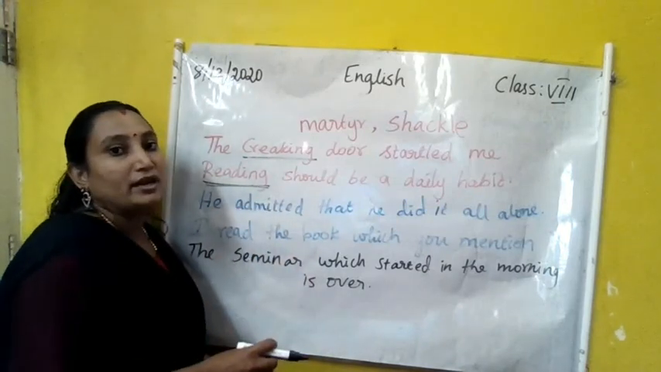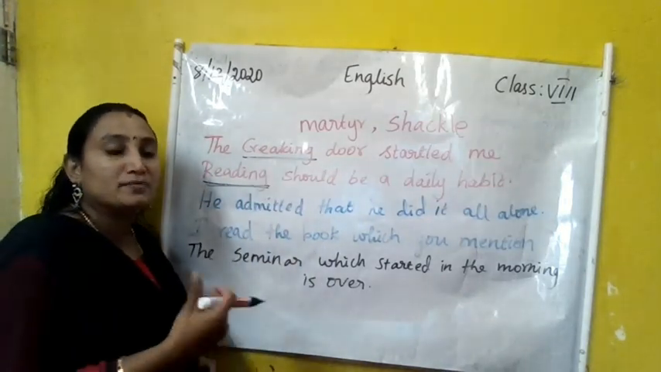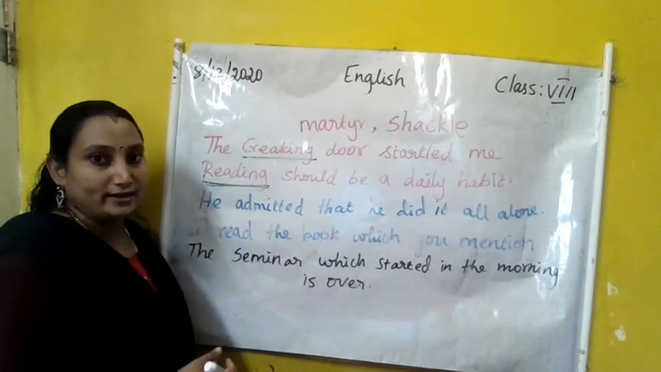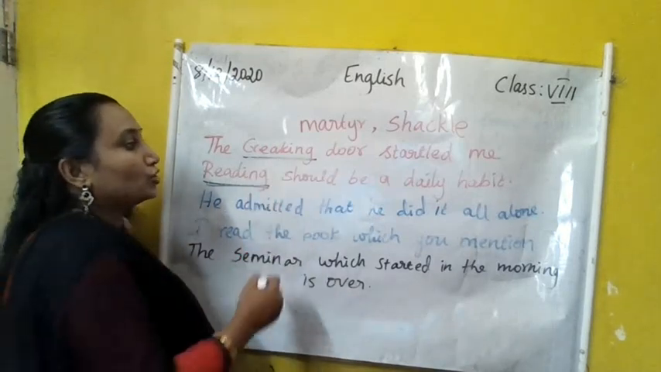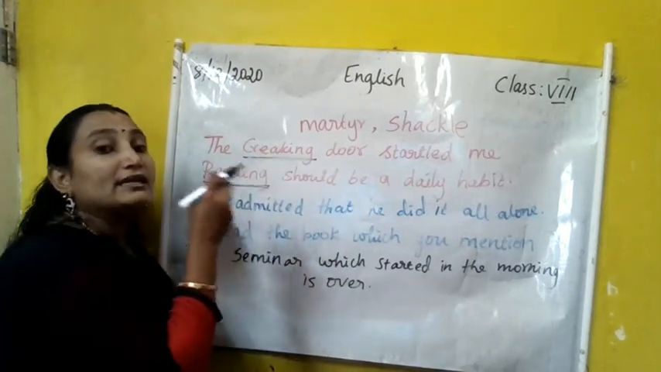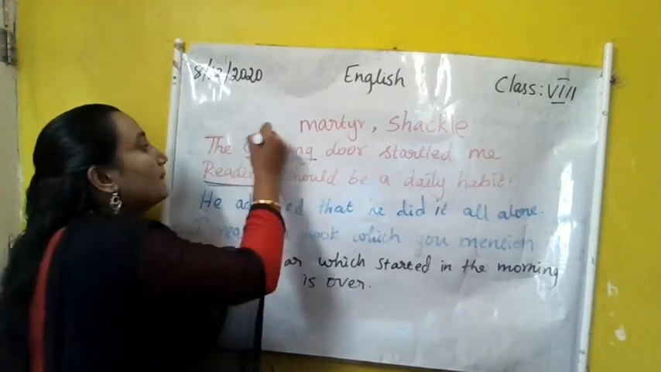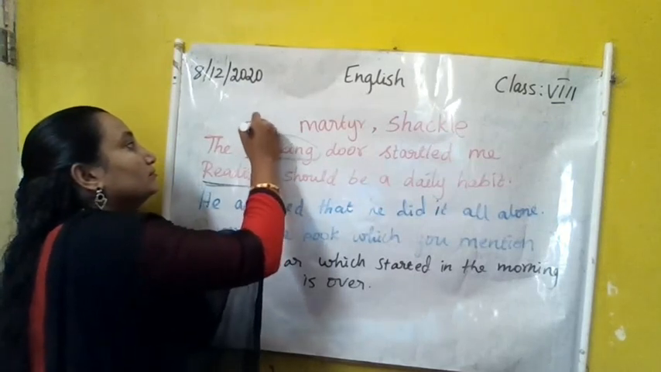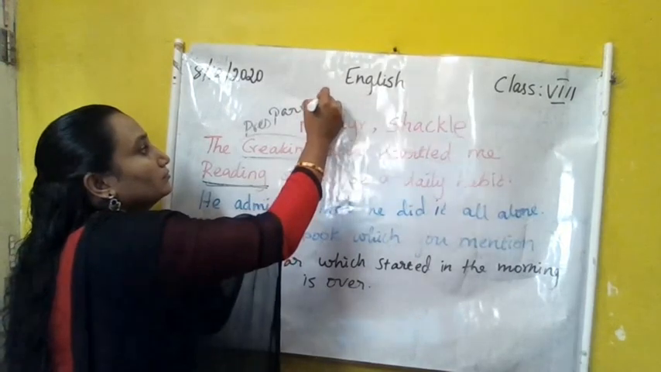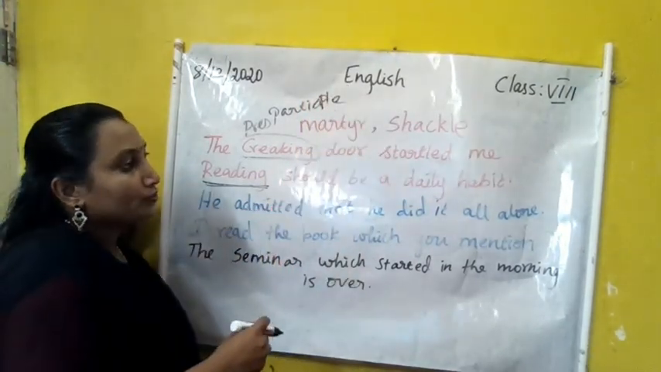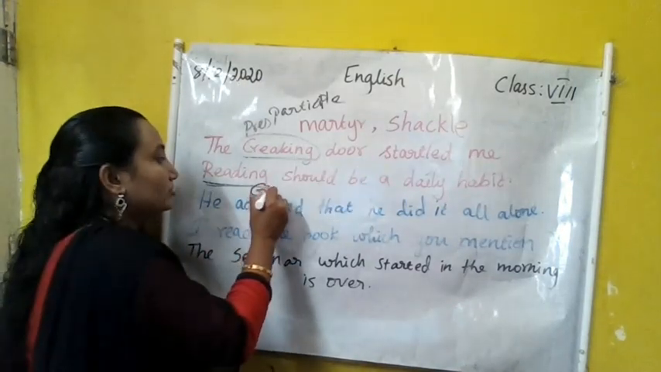Next thing we have to identify is what kind it is, whether it is present participle or past participle or gerund or infinitive, isn't it? So first one, look at the first one, the creaking door. Here the word creaking acts as an adjective, isn't it? So this is present participle. Reading should be a daily habit. Here it acts as a noun, so it is gerund.